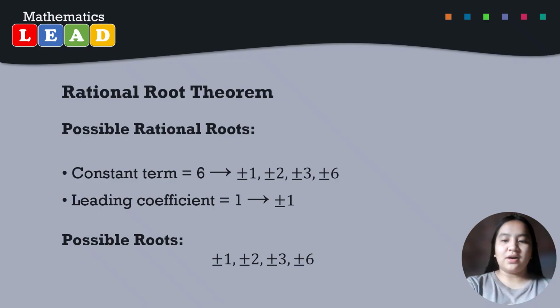Now let us list the possible rational roots using the rational root theorem. The constant term is 6, so its factors are plus or minus 1, 2, 3, and 6. The leading coefficient is 1, so its factors are plus or minus 1. Therefore, the possible rational roots are plus or minus 1, 2, 3, and 6.